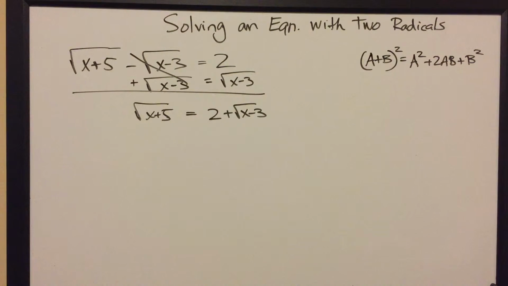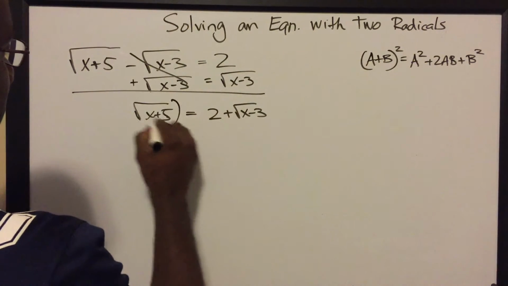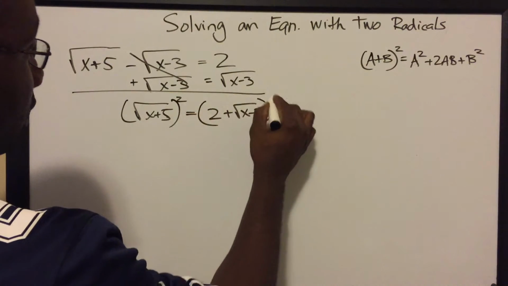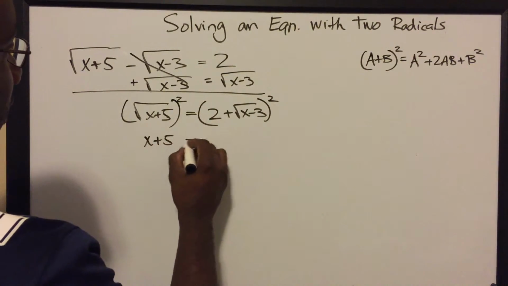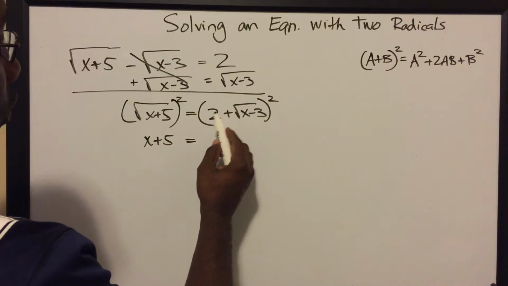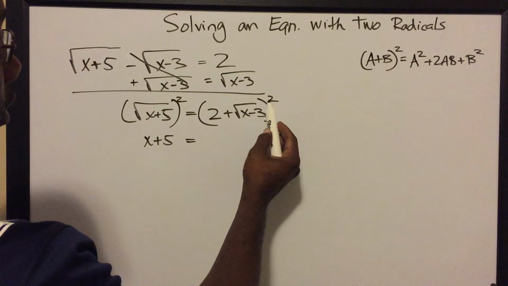Now, I want to square both sides so I can get rid of these square root signs. Well, at least I know I'll be able to get rid of one of them anyway. This one right here, so this will just be x plus 5. Now I have 2 plus the square root of x minus 3, squared.